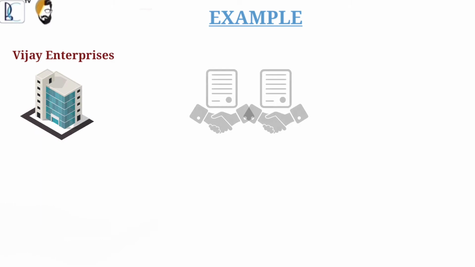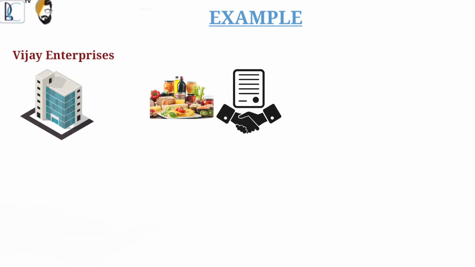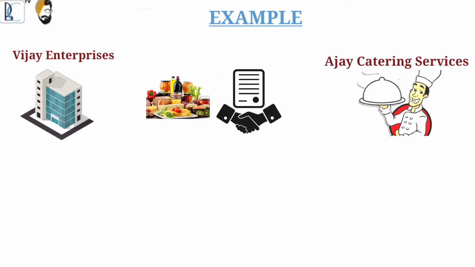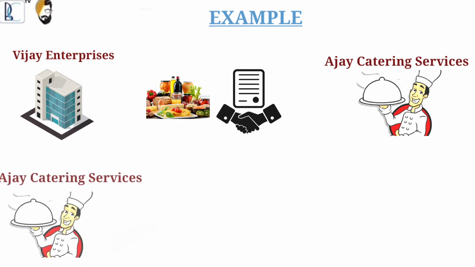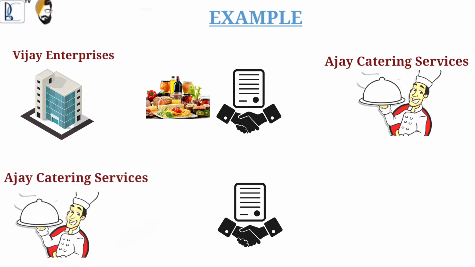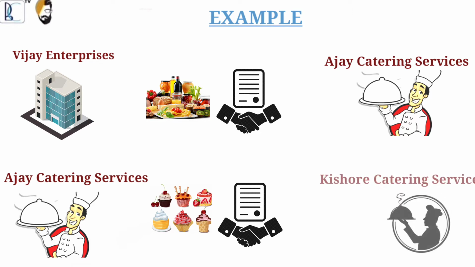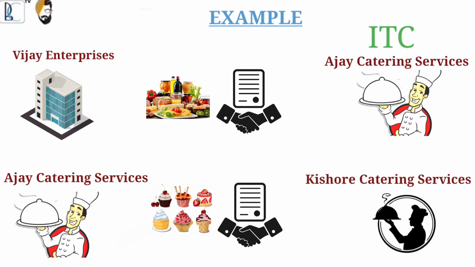It enters into an agreement for supply of food and beverages with Mr. AJ Catering Services. Further, AJ Catering enters into subcontract for supply of desserts with Kishore Catering Services. ITC is available to AJ Catering Services. ITC is not available to VJ Enterprises.